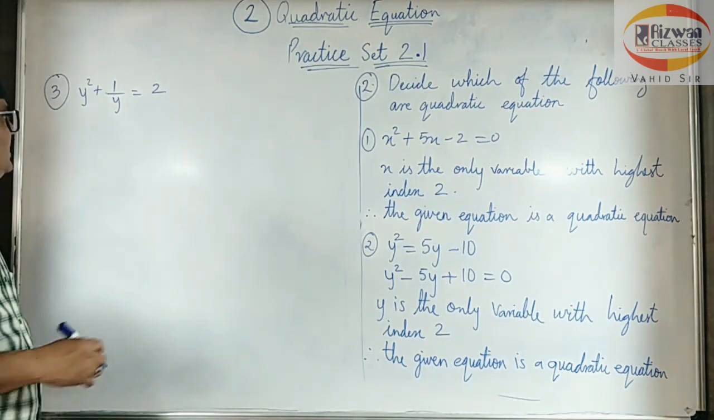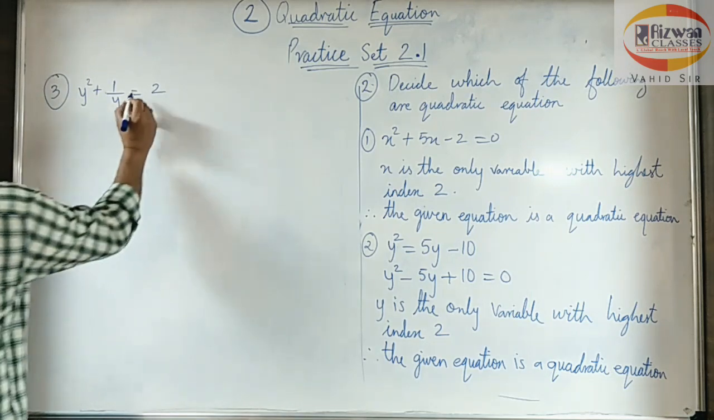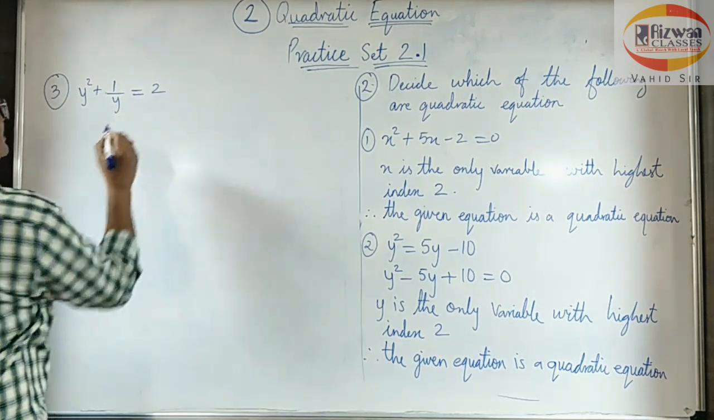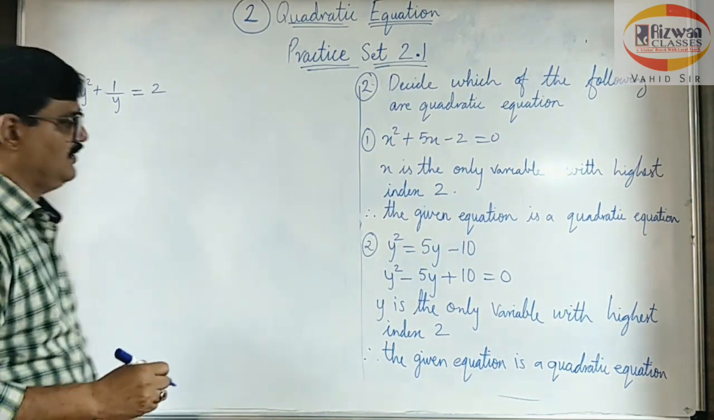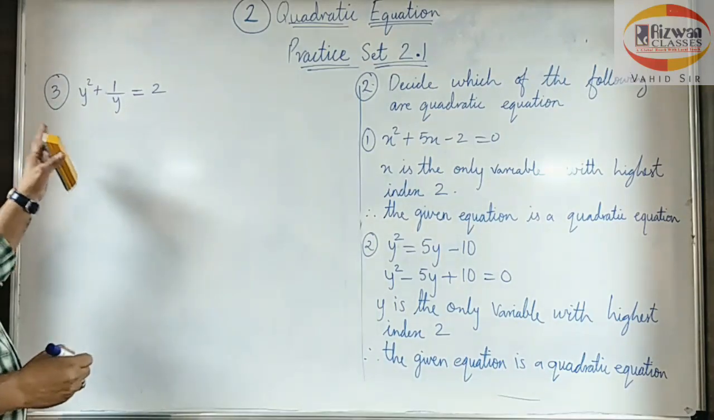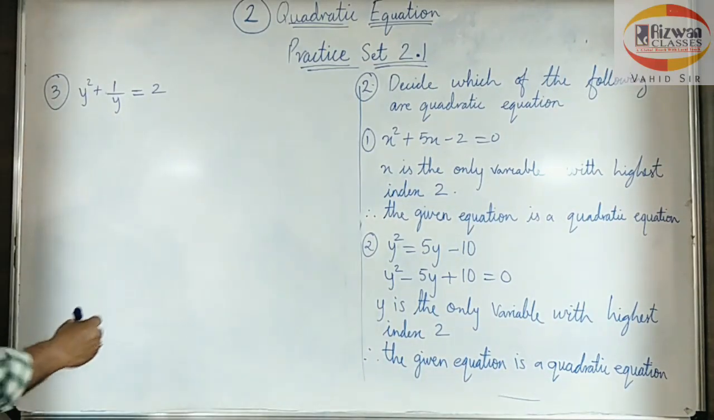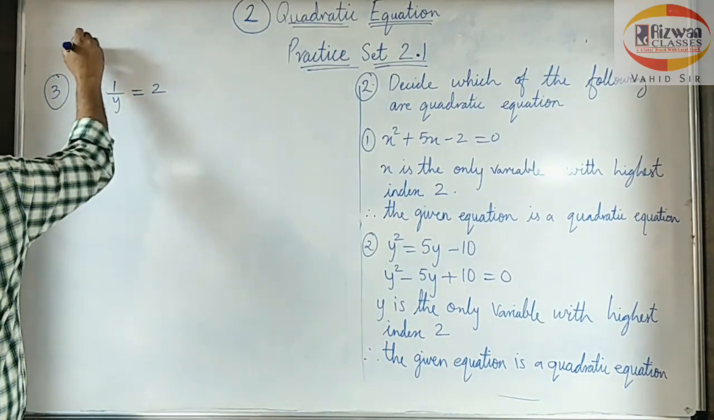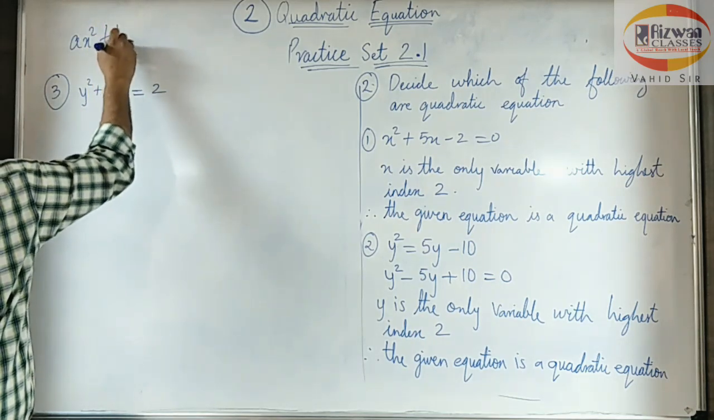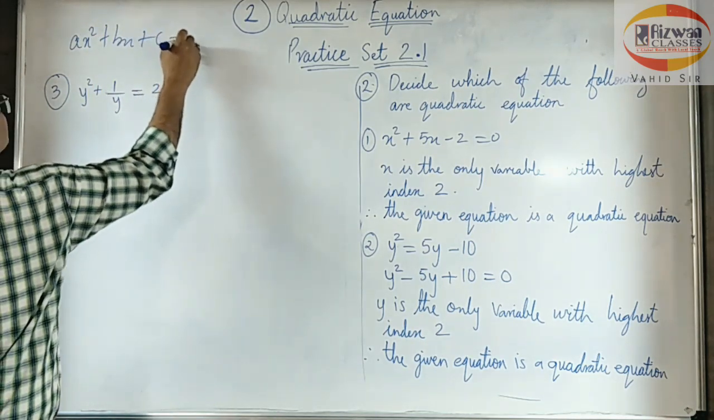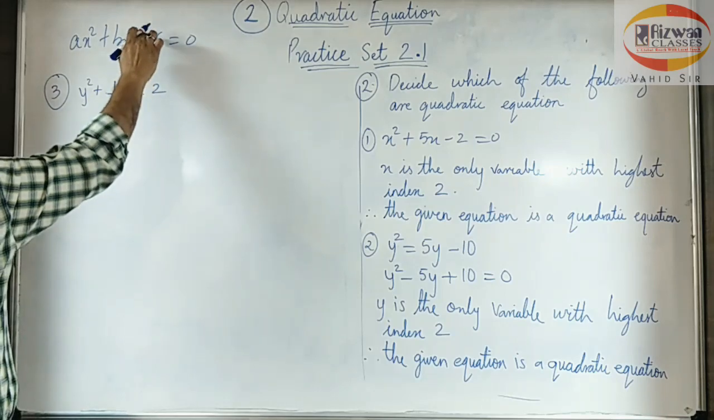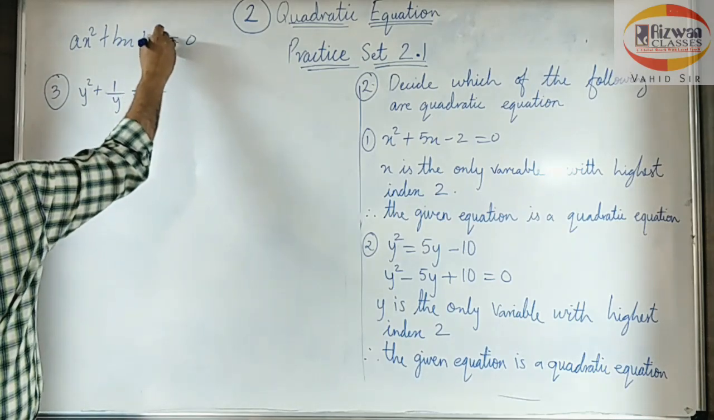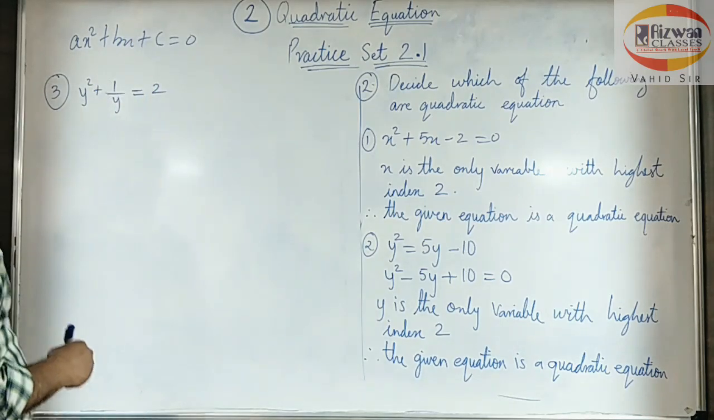Now here, first of all, I will try to get it into the standard form. How did we do it over here? It is not in the standard form. Do you remember which standard form? It has to be in the form ax square plus bx plus c is equal to 0. So I will try to get it into the standard form, and then you will be getting the quadratic equation.